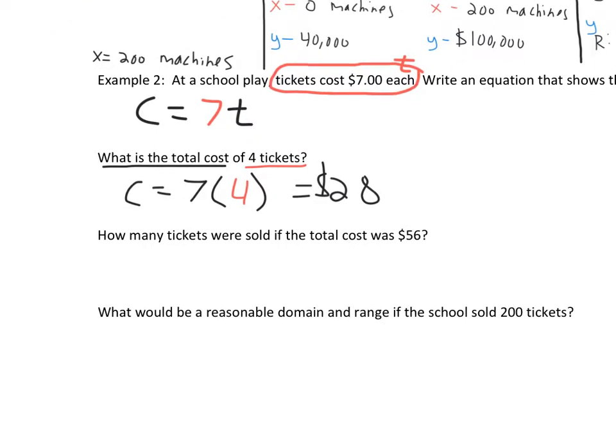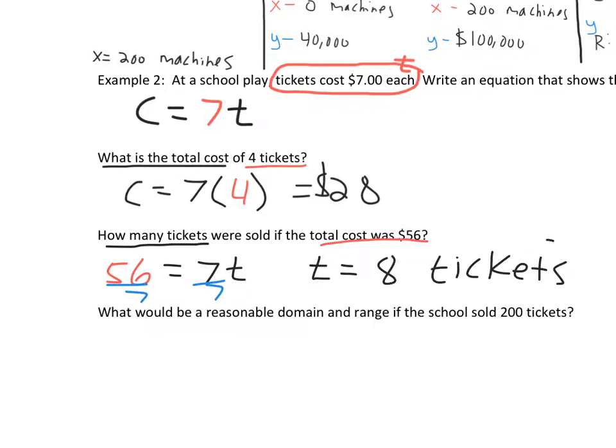Good. All right, then how many tickets? So now it's asking how many tickets. That's the variable we're trying to solve for. It's trying to solve for the T. And then it gives us the total cost of 56. So 56 gets plugged in for the cost, 56 is equal to 7T. And then if you divide by 7 on both sides, you should get T, or the number of tickets, is equal to 8. So that's 8 tickets.